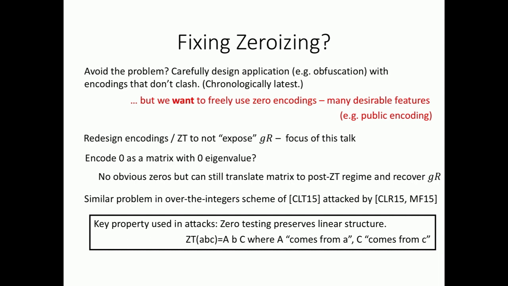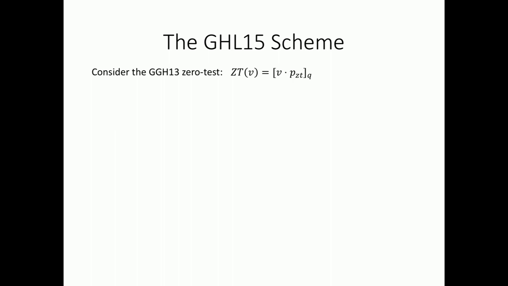And Gentry, Halevi, and Lepoint thought maybe we can try to do a nonlinear zero testing. Maybe we can try to shatter this nice structure that we have for the zero test, where we just multiply by nice things over these rings and preserve the ring structure and everything. So let's try to do something different. And they proposed the following thing.